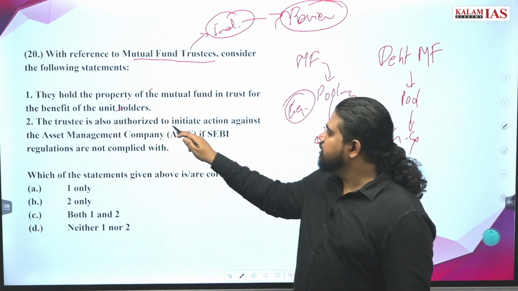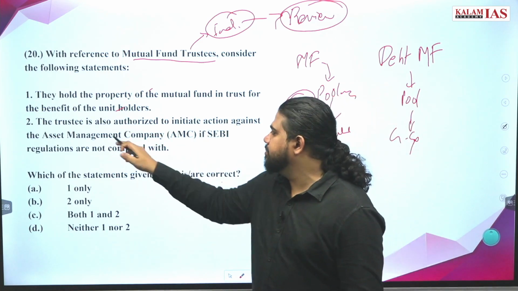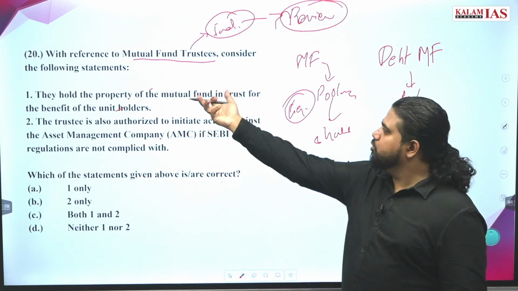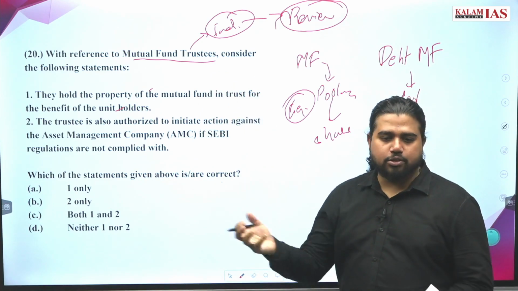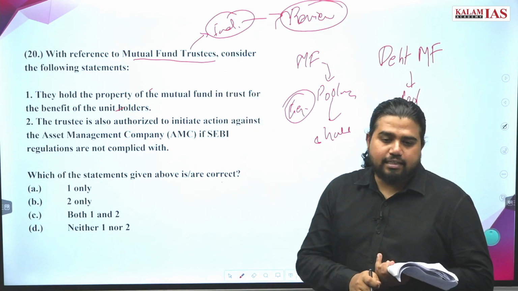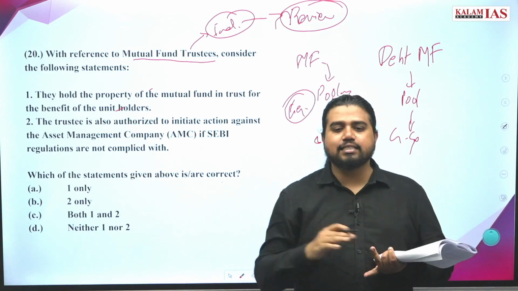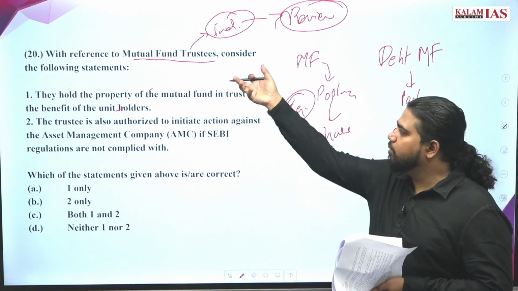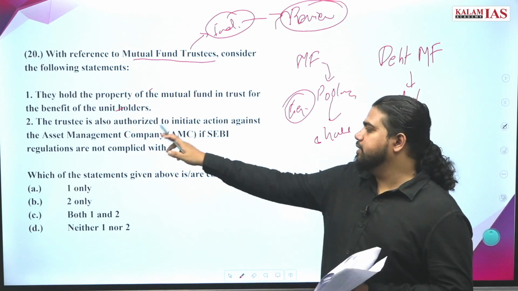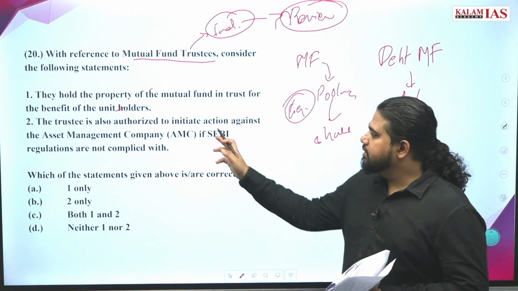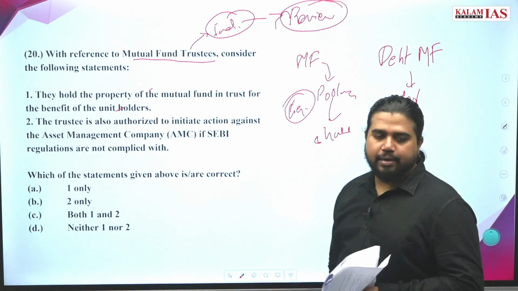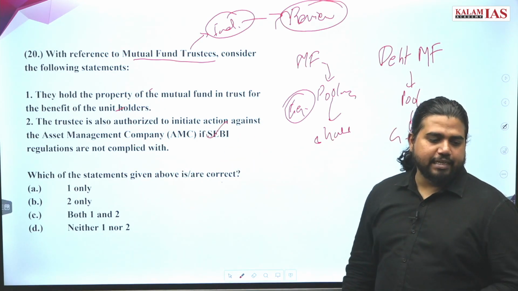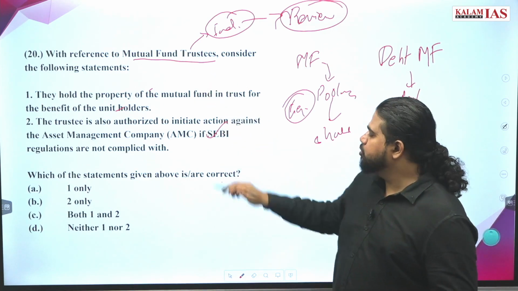The trustee is authorized to initiate action against the asset management company if SEBI regulations are not complied with. These mutual fund trustees have wide powers to control the company. They can take a decision or change the decision regarding appointments, regarding the fund structure. So they have a wide range of powers, including if SEBI regulations are violated, they can take action against asset management companies. Both these statements are correct. Other powers you can read from the material. Other powers of mutual fund trustees.